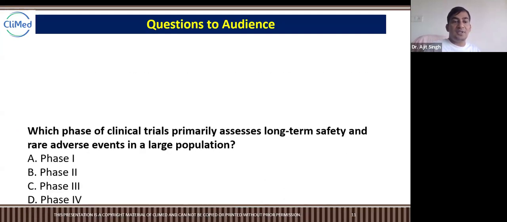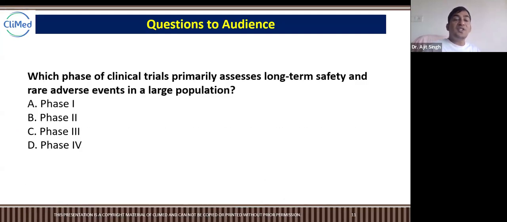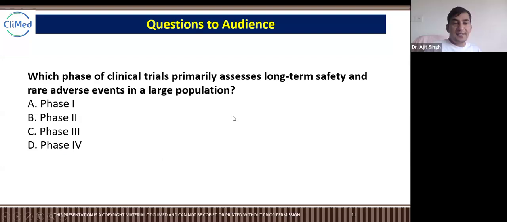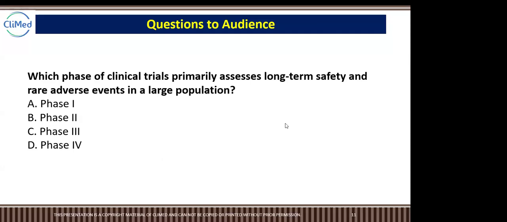Next question for all of you is, I think last maybe, which phase of clinical trials primarily assesses long-term safety and rare adverse events in a large population? Phase 1, 2, 3, or 4? Yes, phase 4. Someone was telling phase 3 also, but it is phase 4.